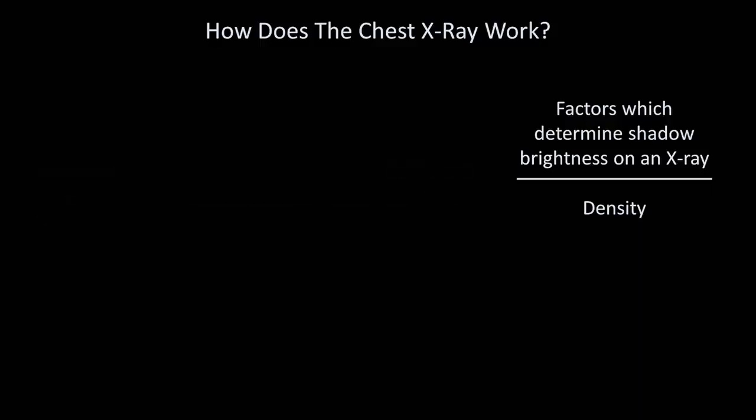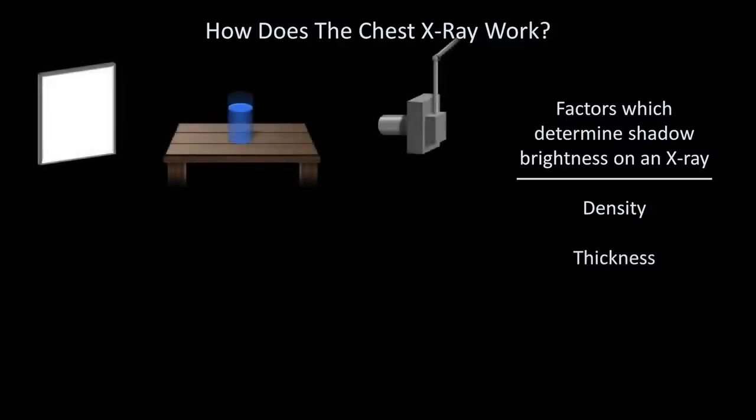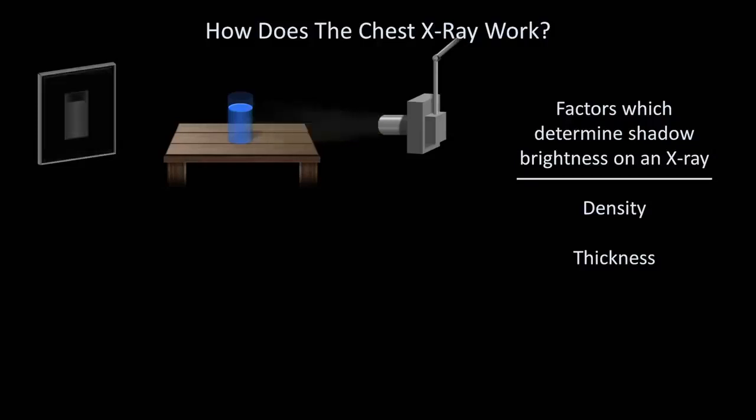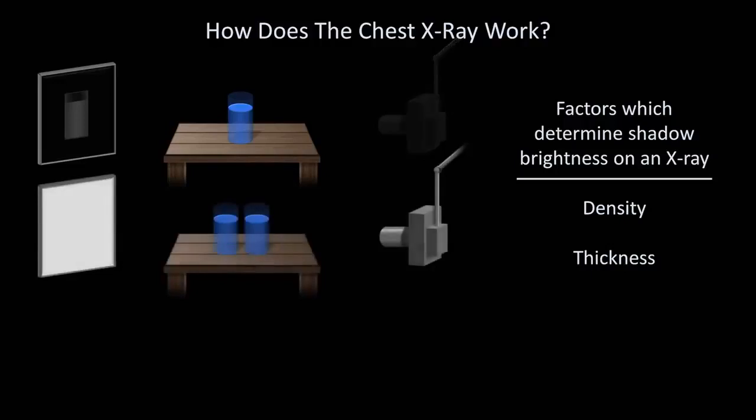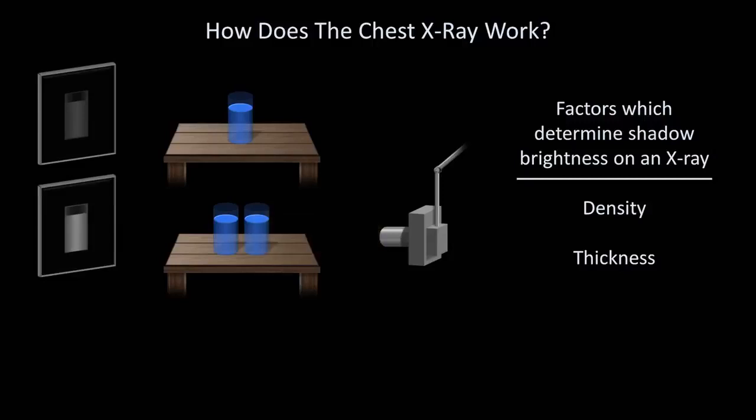The next factor which determines shadow brightness is the thickness of the structure being X-rayed. If we take a single, relatively thin glass of water and expose it to X-rays, most will pass through, resulting in a very dark image on the film. If instead of one glass of water, we line up two glasses in a row and shoot X-rays through both, twice as many will be blocked. The resulting image will therefore be more gray because the specific part of the film corresponding to the shadow of the glasses has been relatively less exposed.